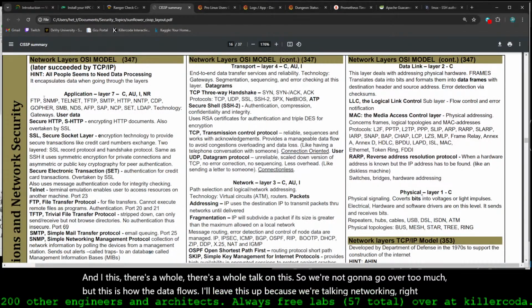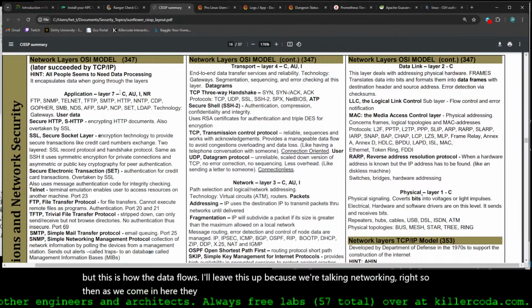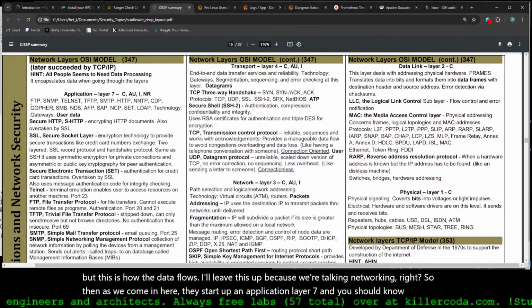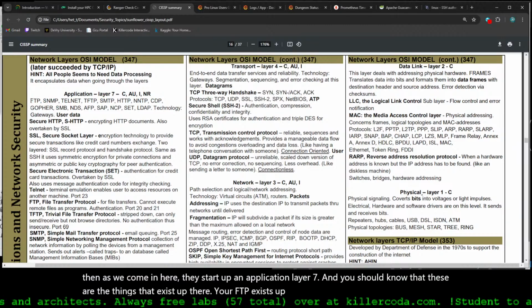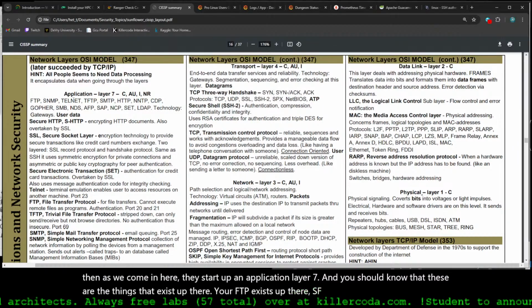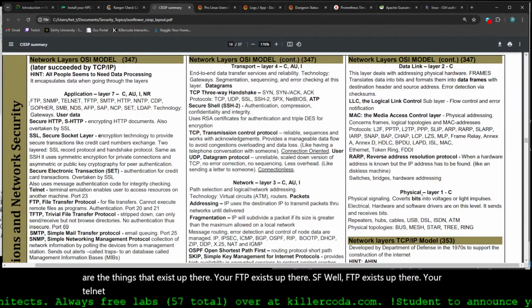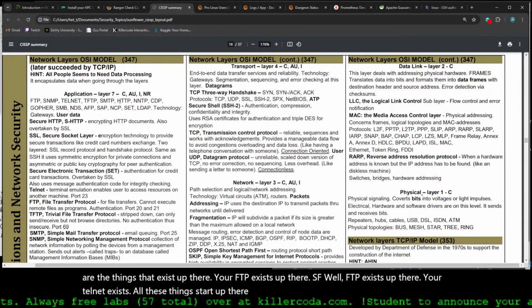So then as we come in here, they start up at application layer 7, and you should know that these are the things that exist up there. Your FTP exists up there. Your telnet exists. All these things start up there, right? And then they move down.